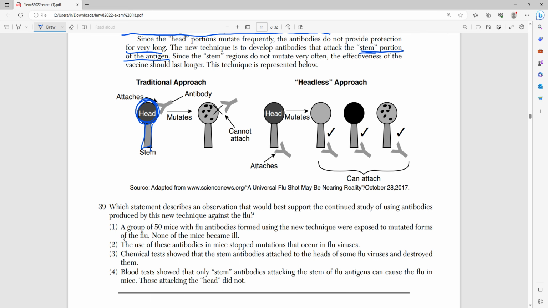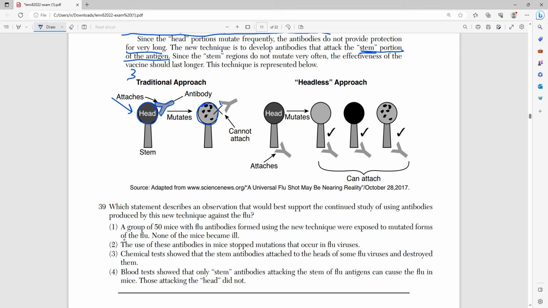So the traditional approach is that the vaccines produce an antibody that bonds to the head of the antigen. This whole thing is an antigen, right? It bonds to the head, and then it kills it. But over time, this head is very prone to mutation. So let's say in the next 3 months, this head mutates to have this. Now it's a polka dot head.